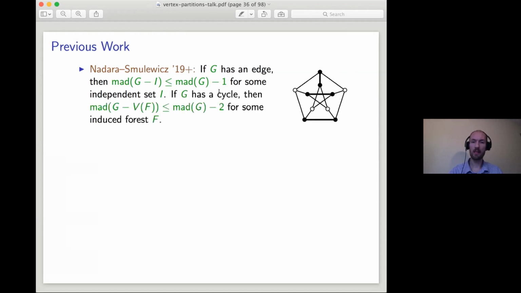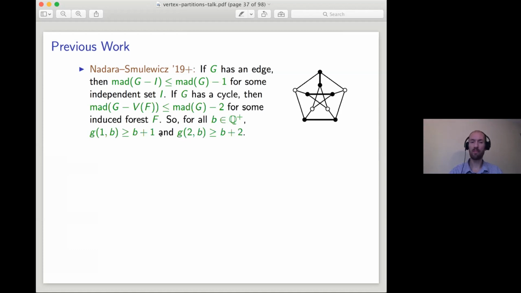And similarly, they said, if you want to drop it by 2, you can always do so by deleting some induced forest. And so again here, if you were to just delete these black vertices, that's a forest, it drops the MAD from 3 all the way down to 0. So again, this is particularly easy to do for the Petersen graph. But this is a nice paper. It's fairly short. It uses some techniques from max flow min cut. So I won't say anything more about that, because it's really a different approach than what we took.